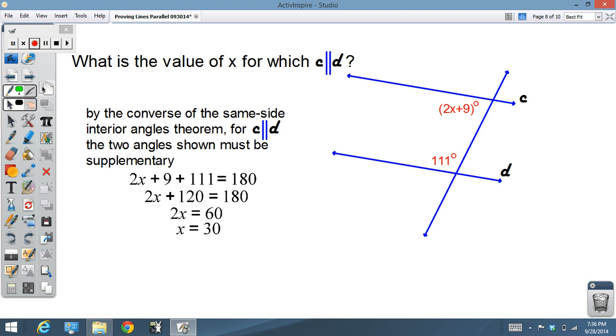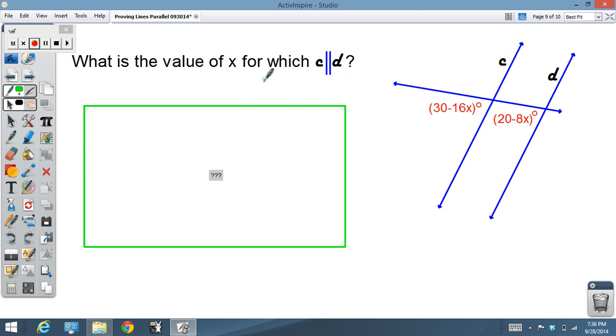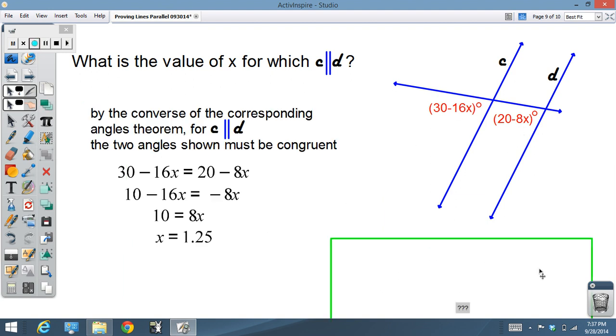Good. Next problem. For which value of x would C be parallel to D? Answer coming in a moment. Pause if you want. Here we go. For C and D, these are corresponding angles, both on the bottom left of the x. Therefore, they must be congruent. And we follow our algebra the same way. X must end up being 1.25.